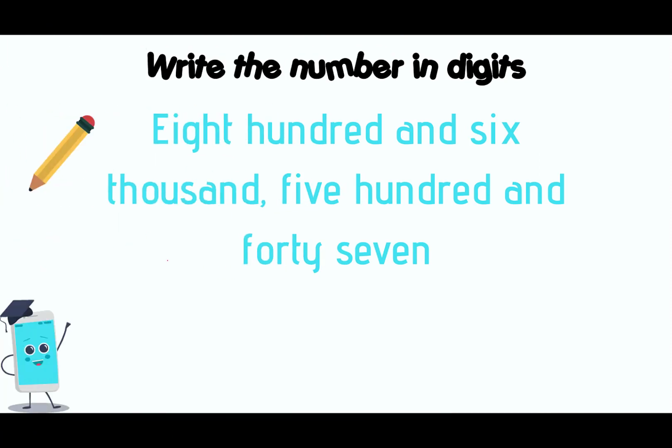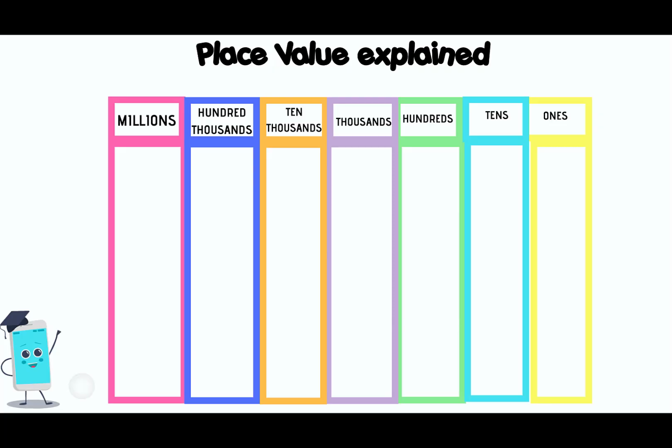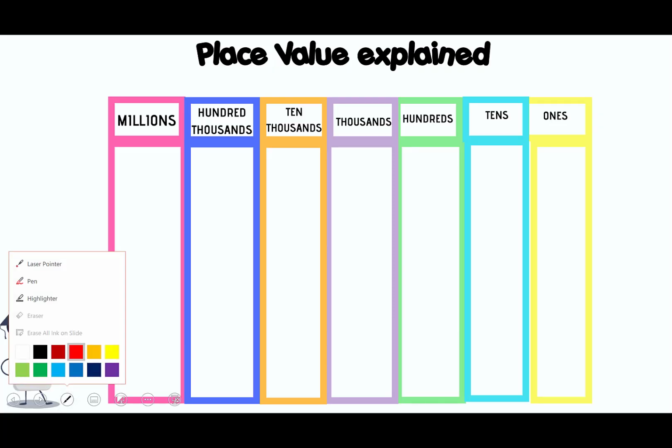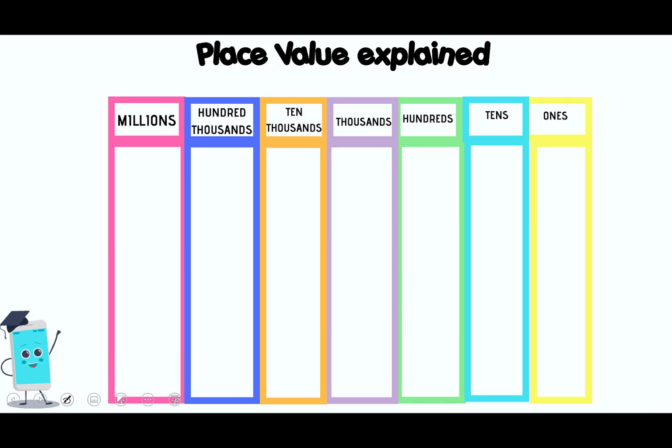So let's have a look at reading this number in words and writing it in digits. I've got 806,547. So remember I said that the digits go in 3s. So when I said that number, I said 806 thousand. So the word thousand acts as our separator. That tells me that the 806 belongs in my thousand section.